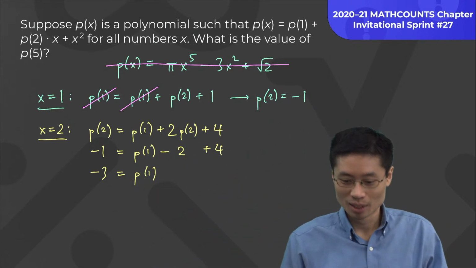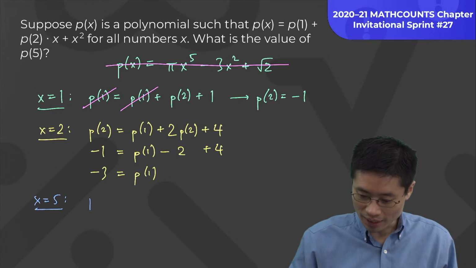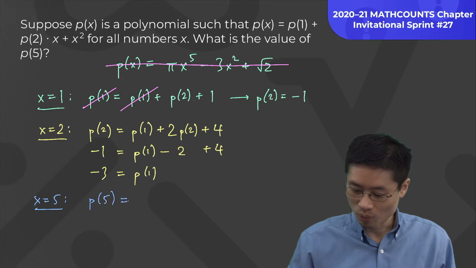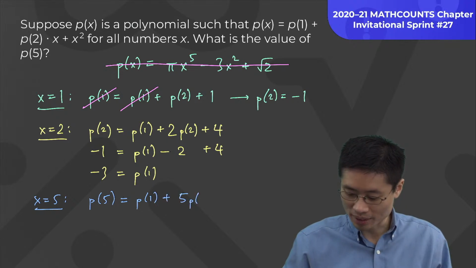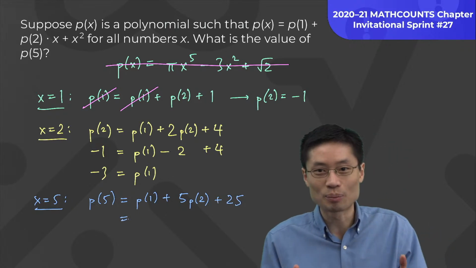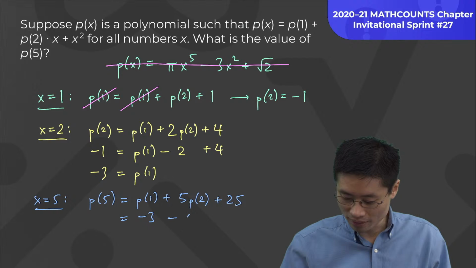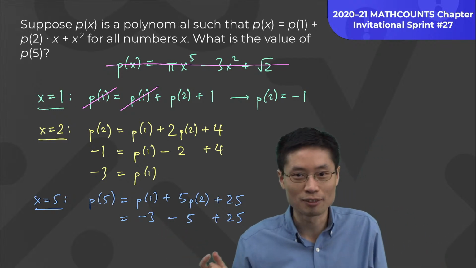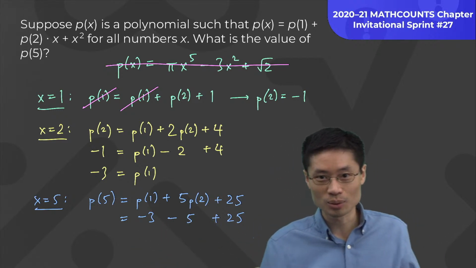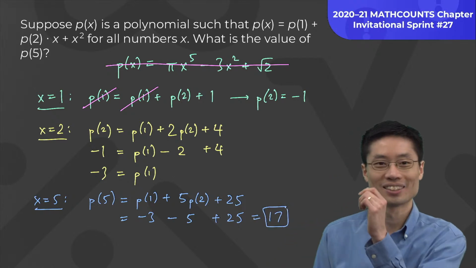So now let's plug in x equals 5. The unknown thing here is p of 5. Well, that's equal to p of 1 plus 5 times p of 2, because that's p of 2 times 5, plus 5 squared, which is 25. And now I use the fact that I know p of 1 and p of 2. P of 1 is negative 3. P of 2 is negative 1. Add 25. The way I like to do this is to subtract the 5 from the 25. I have 20 left, and I subtract 3 from 20, and I get 17. Okay, I think that's the answer.